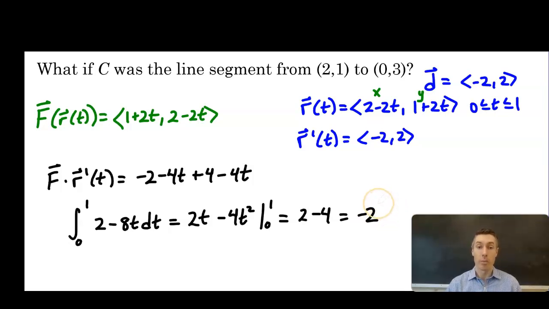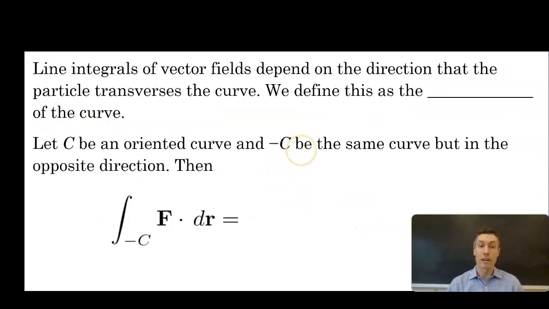So that's actually an important result that we can build off of. The fact that when we changed the direction, we got the negation of the value. So line integrals of vector fields depend on the direction that the particle traverses the curve. We define this as the orientation of the curve. And this is going to appear in different ways in different problems. It could be simply start at this point, go to this point. They could tell us that we're moving in a clockwise direction or a counterclockwise direction. So it's going to vary in each problem.